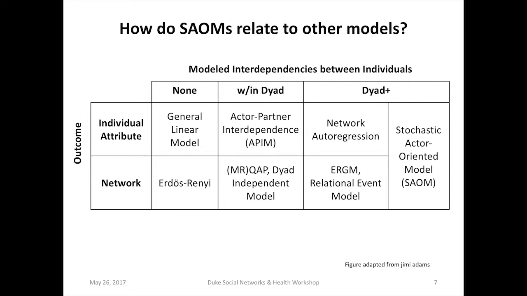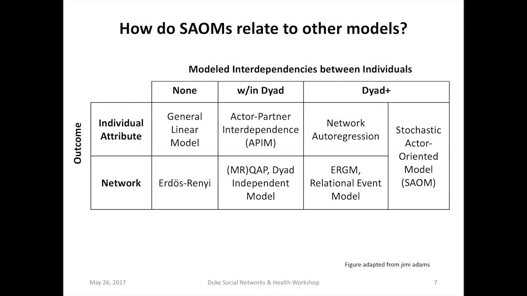This week is focused mainly on networks, and you may recognize some of these now. The Erdős-Renyi model is just a random model that takes really no interdependency between individuals. We're just randomly placing ties on a network. QAP models start to bring in some relational characteristics to explain other relational outcomes. ERGMs that we talked about yesterday, as well as the latent space model, bring in more of the network and try to understand what that network itself looks like.